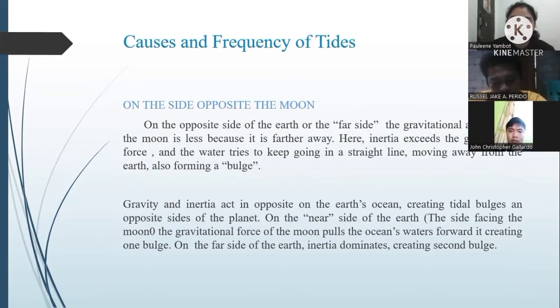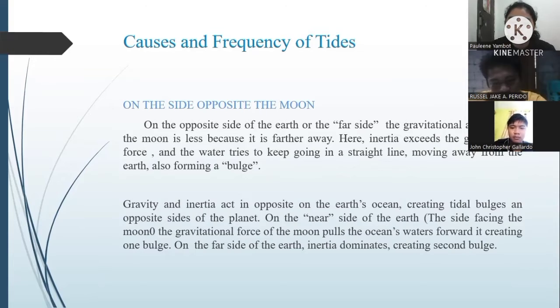On the opposite side of the Earth, or the far side, the gravitational action of the moon is less because it's farther away. Mas malayo naman siya sa moon yung opposite. Here, inertia exceeds the gravitational force and the water tries to keep going in a straight line, moving away from the Earth, also forming a bulge. Gravity and inertia act in opposition on the Earth's ocean, creating tidal bulges on opposite sides of the planet.